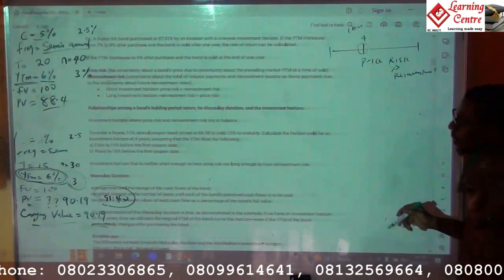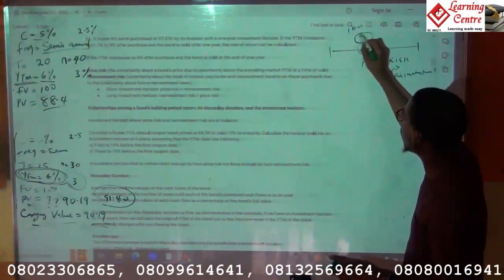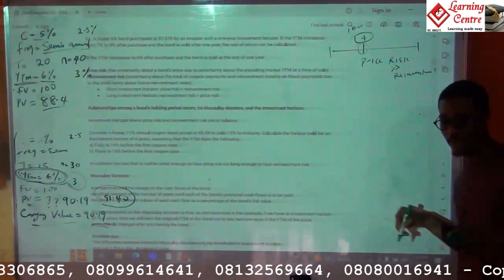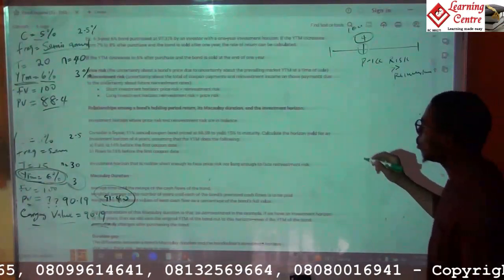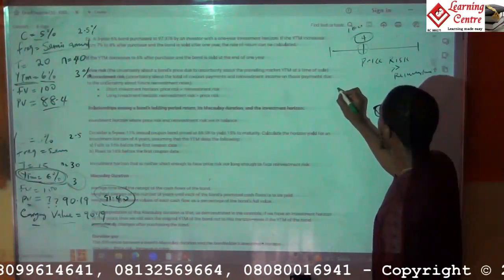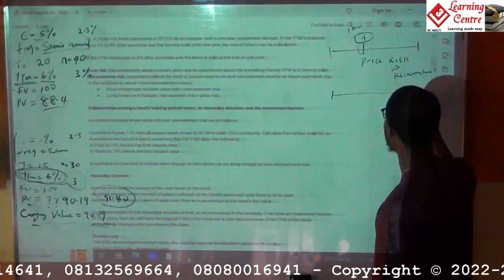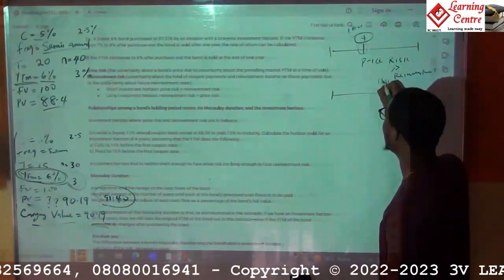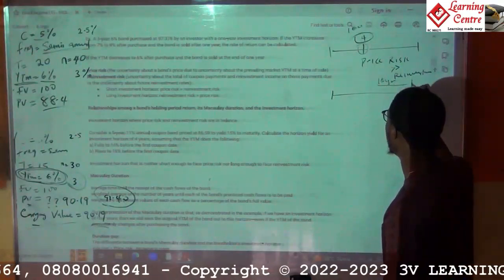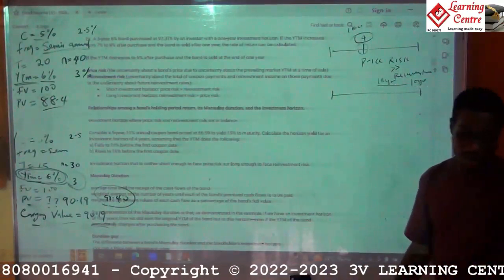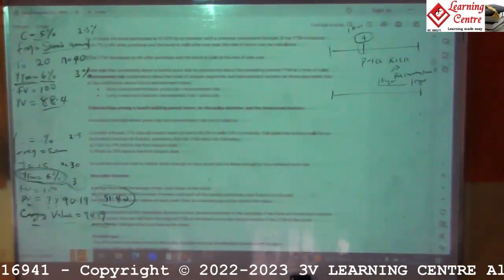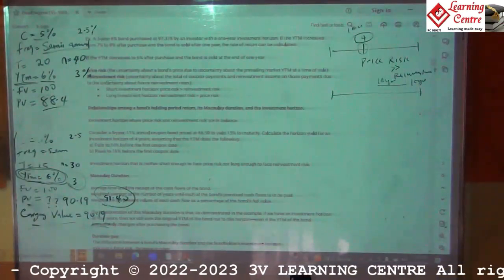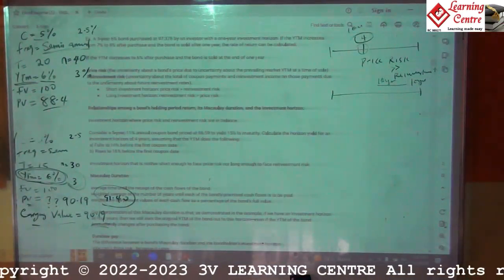So, if you are an investor with a short investment horizon like this, you are worried about price risk. But if I'm the investor that bought a 10-year bond and I'm going to stay to the end of maturity, till 10 years, I'm not worried about price risk, because at no time will I go to the market to sell.